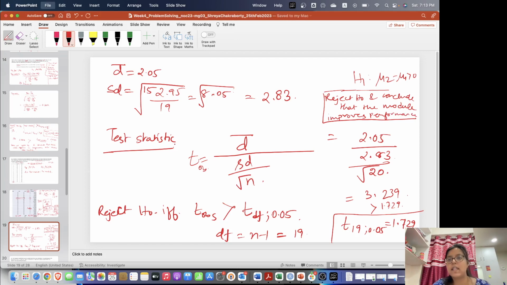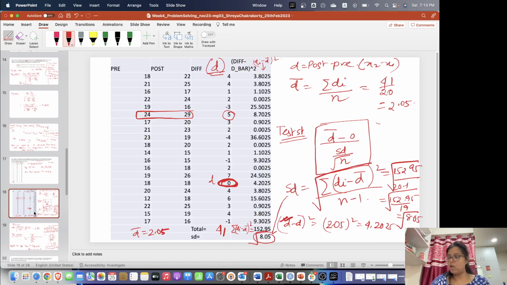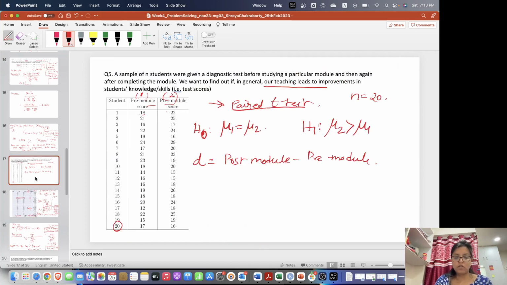Is it okay? I'll just repeat the entire thing so that it's clearer. What we are doing, the first thing is to formulate the null and the alternate hypothesis. So null is there is no improvement. Whatever was pre, same thing remains after post. H1 is the scores improve, or mu2 minus mu1 greater than 0. The null is mu2 minus mu1 equal to 0. So D is nothing but x2 minus x1.